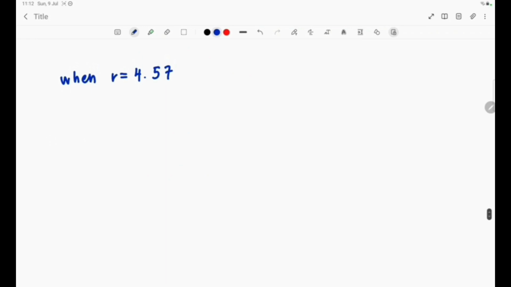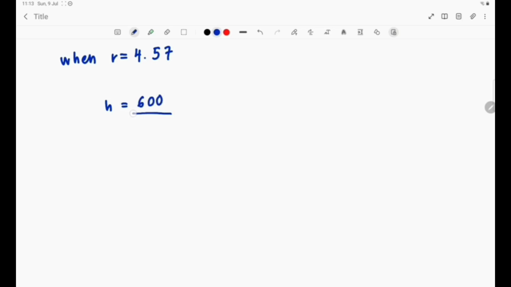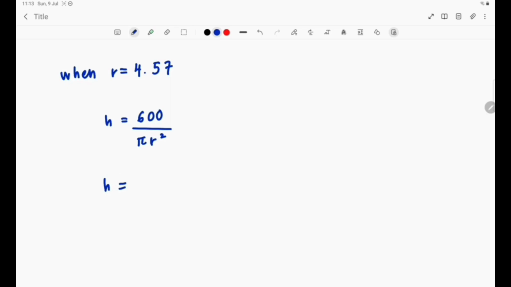When r equals 4.57, bring back the equation h equals 600 over pi r squared. Bring the value in: 600 over pi in brackets 4.57 squared.